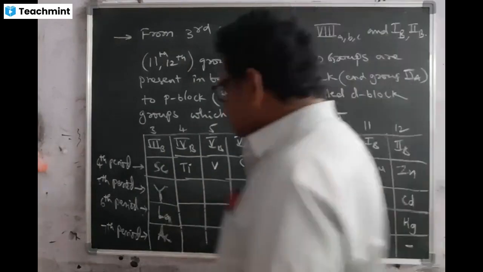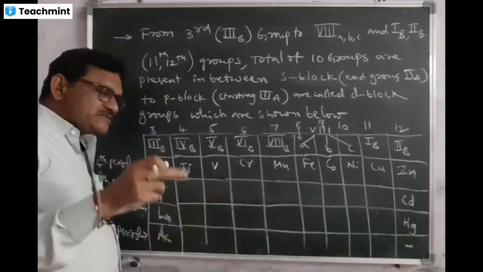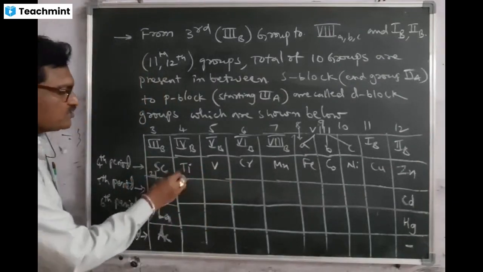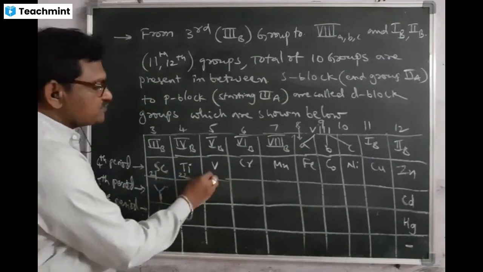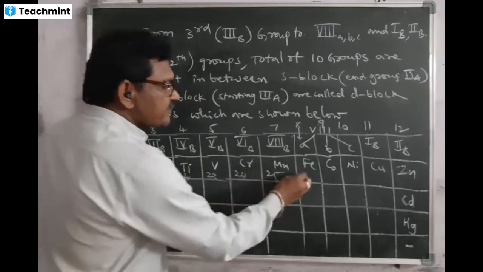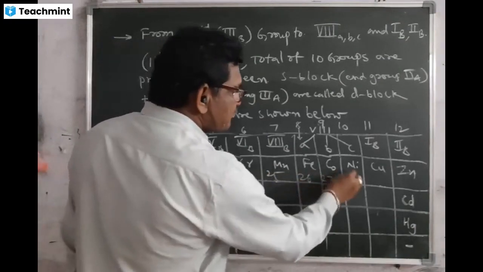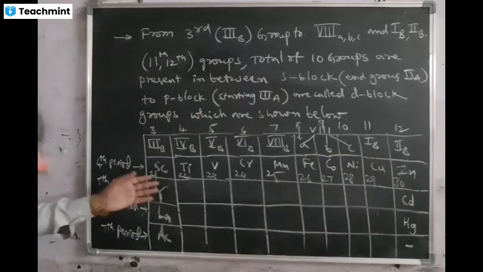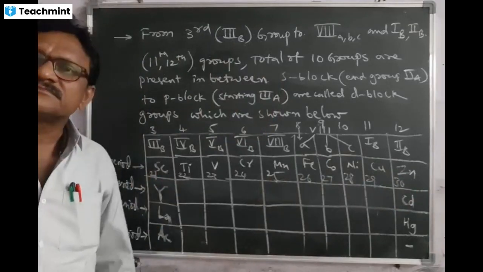In atomic structure we have studied the atomic numbers: scandium is 21, then 22, 23, 24, 25, 26, 27, 28, 29, 30. Already we studied this. I think you know this. Am I right?